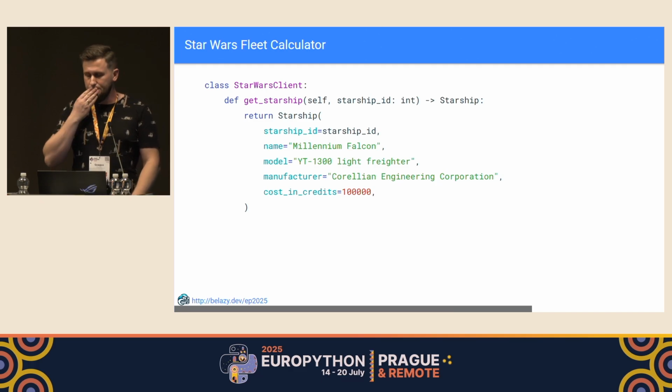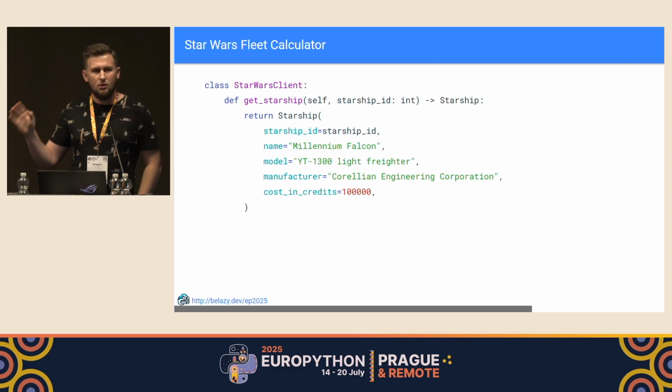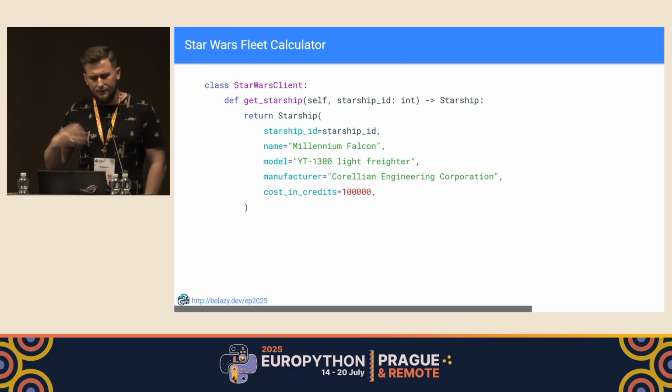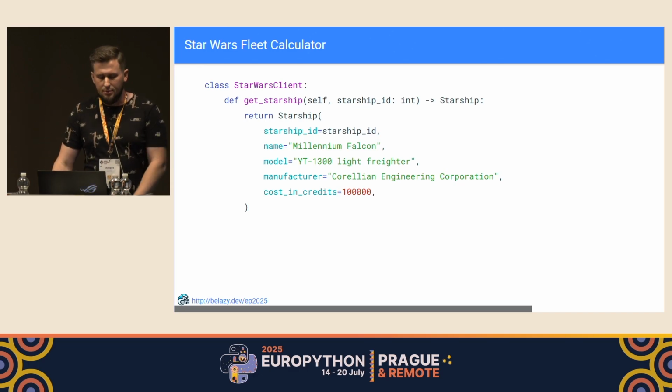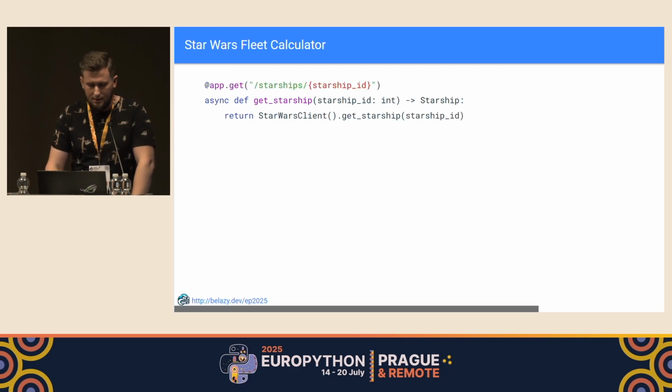So for now, the client returns the static data. In the future, I have in mind that all the Starship data will come from a different service. So I will need to do an external call. But for now, I use this simple implementation just to wrap everything around.